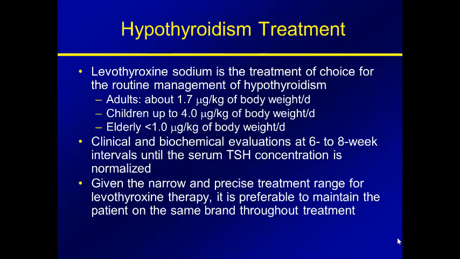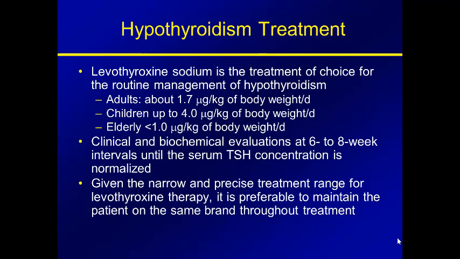Levothyroxine sodium is the treatment of choice for the routine management of hypothyroidism. In adults, you start treatment at 1.7 microgram per kg of body weight. In children, up to 4 microgram per kg of body weight. In the elderly, less than 1 microgram per kg of body weight. Clinical and biochemical evaluation every 6 to 8 weeks, at 2-month intervals, until serum TSH concentration is normalized.